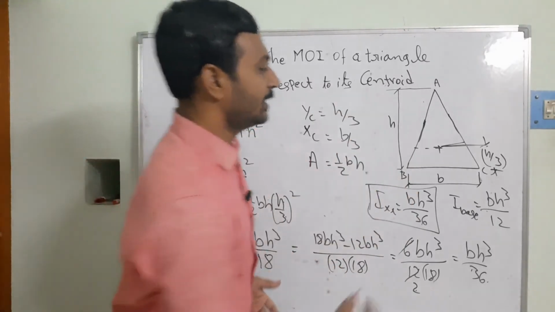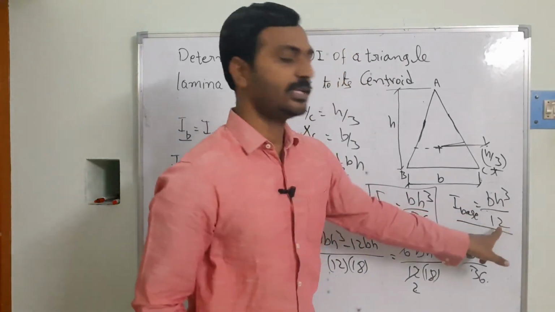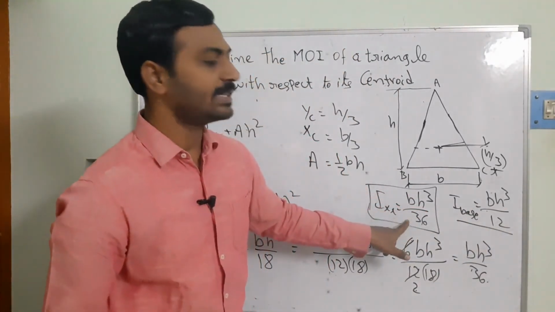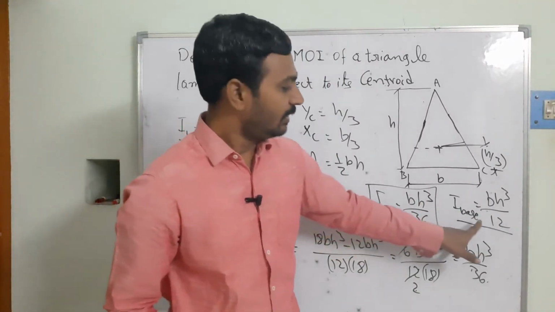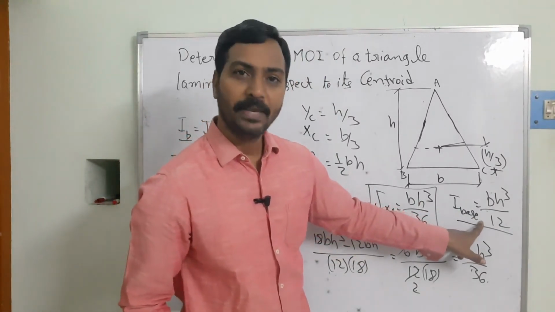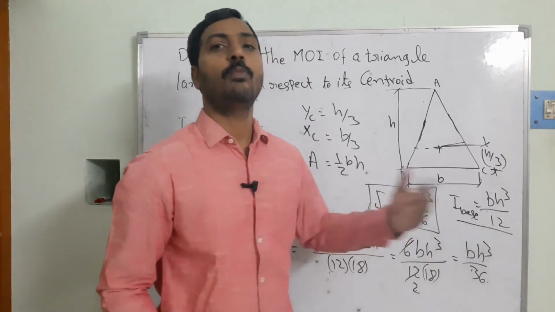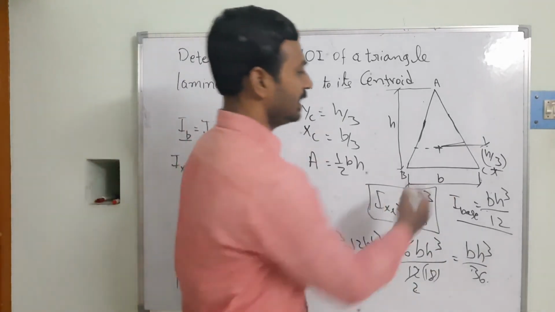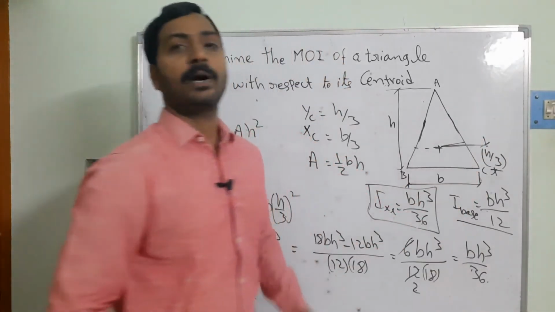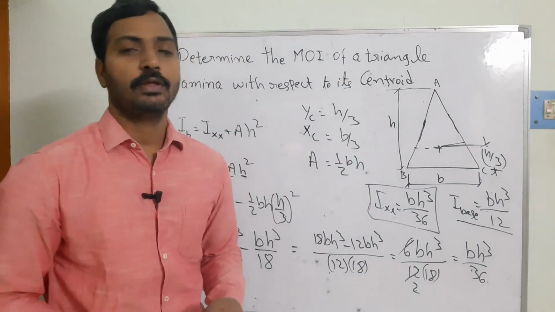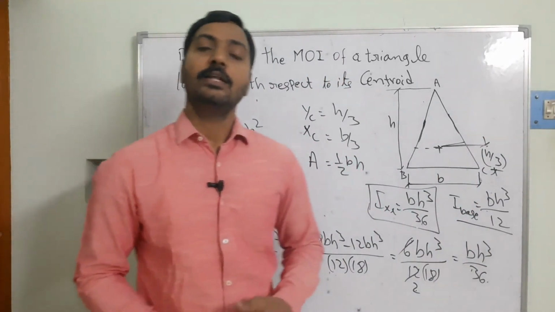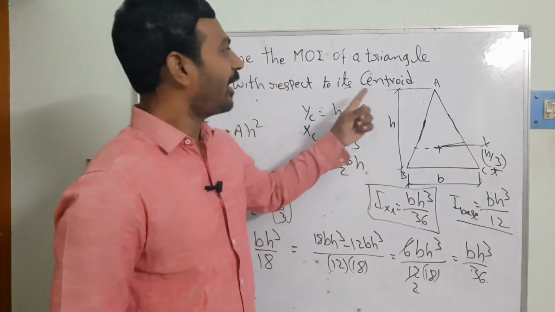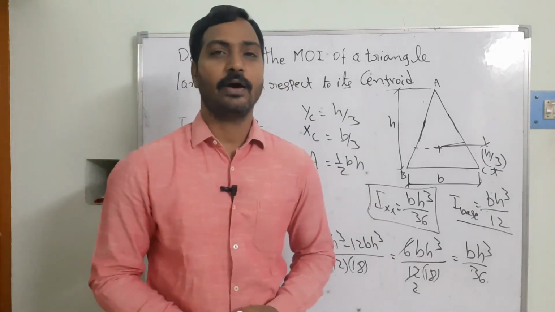And can you see at the base it is bh cube by 12. At the same time, bh cube by 36 is there. So in this case, which is going to be more? The moment of inertia with respect to the base is more. That means this area is also participating in the resistance to the bending moment. So I hope you are able to understand the moment of inertia for a triangle lamina, and how we determine it.